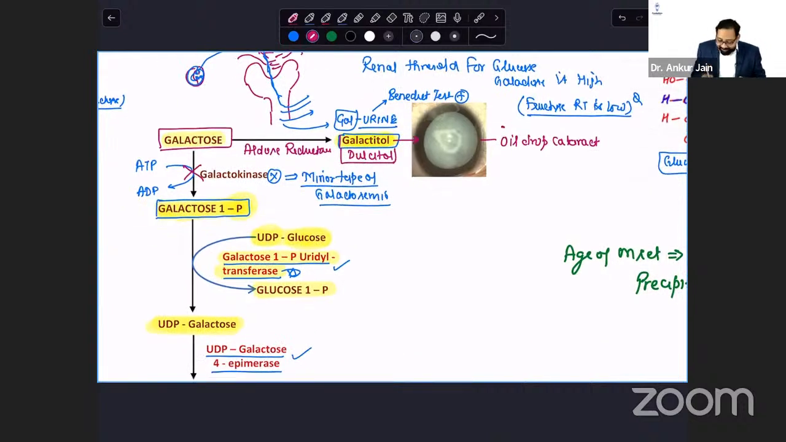Mnemonic: girl. Usually in winters, you have seen girls using moisturizing cream, and in an advertisement one girl says to another, your skin is so dull. Are you using cream of oil? If you are using oily cream, your skin will be dull, the girl says. So galactitol, dulcitol, oil drop cataract, there is a little bit of relation. In the minor type of galactosemia, the only symptom would be oil drop cataract. Only cataract would be there, and in lab diagnosis, Benedict test would be positive.